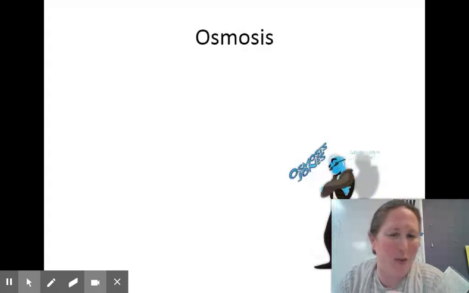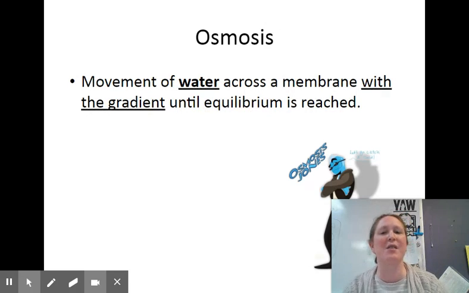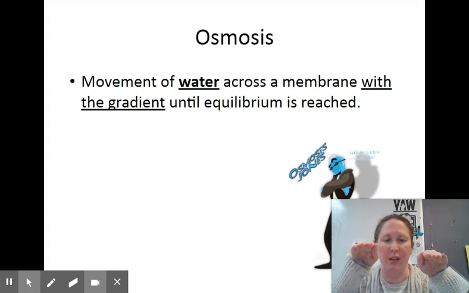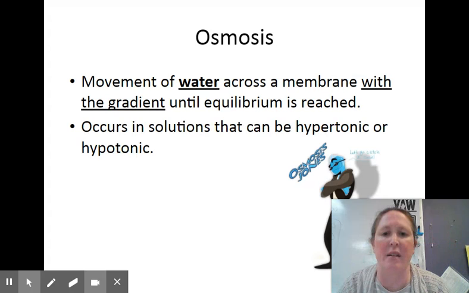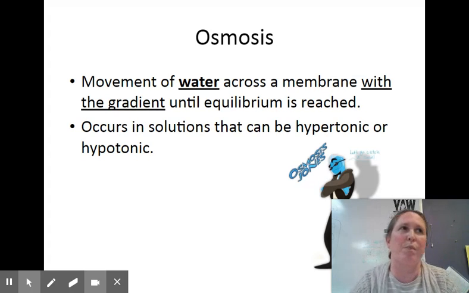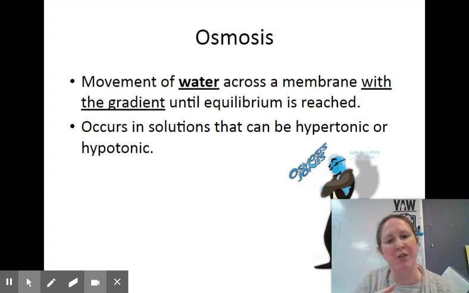Notice a little Osmosis Jones there, in case any of you remember that cartoon. Osmosis is the movement of water, and only water, across the membrane from high to low until equal. And we call certain solutions either hypertonic or hypotonic. The hyper and the hypo are opposites, and they're measuring how much water there is in comparison to a solute.